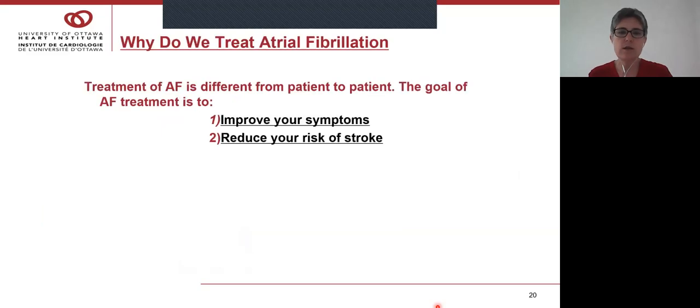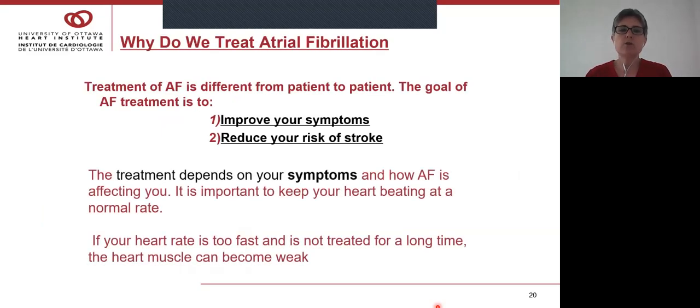So how do we treat atrial fibrillation? There are 2 major overall goals. One is to improve your symptoms, and the second is to reduce your risk of stroke. And really the methods, or how much we do to control your symptoms, really depends on how much it affects your quality of life and how severe your symptoms are.